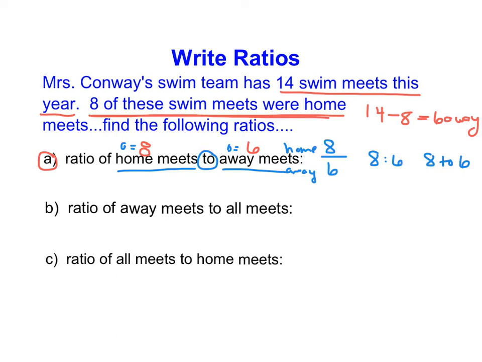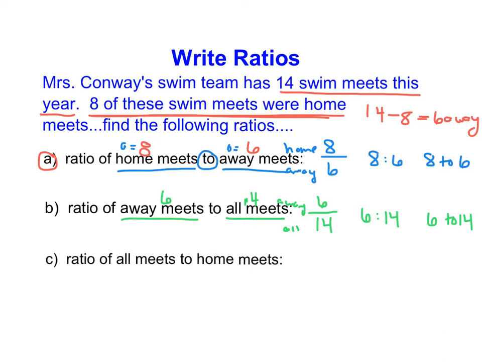Now in part B, we can see that we have the ratio of away meets to all meets. So I know that away meets is 6 and all meets is 14. So again, order matters. So we'll do 6 to 14. That's away to all. Or you could write it as 6 over 14, or using a colon, 6 colon 14. So either one of those three would work.